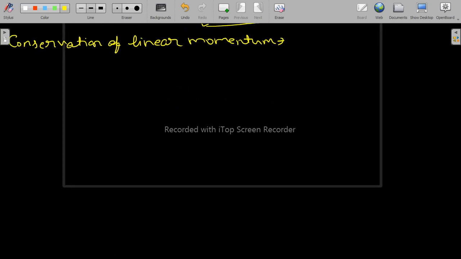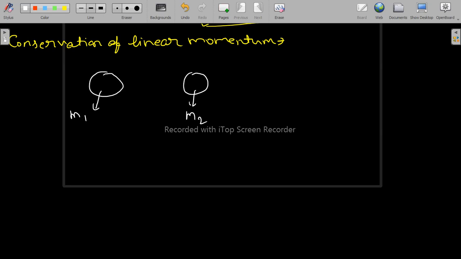Shall I continue? Yes, sir. In the conservation of linear momentum, if you have two objects, suppose one object is this and the next object is this one. Suppose this object has the mass m1 and this object has mass m2.